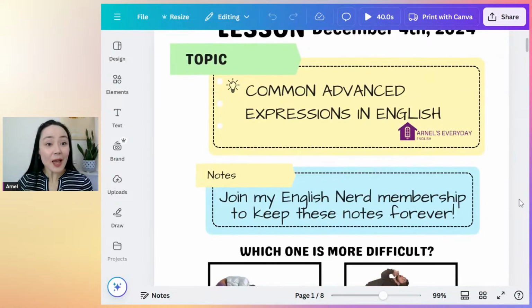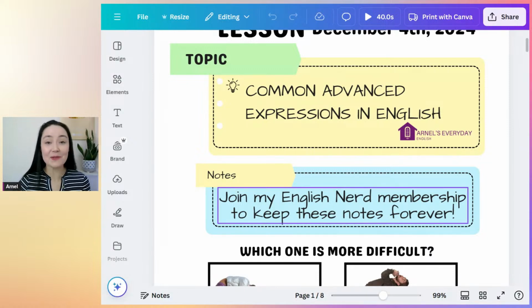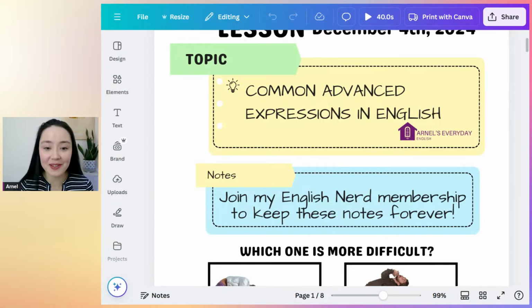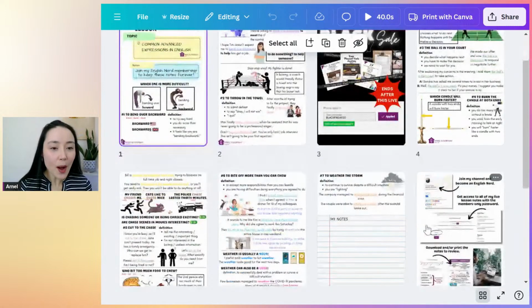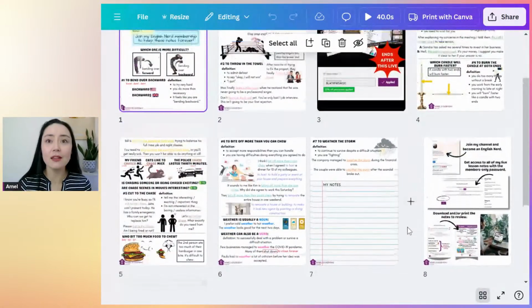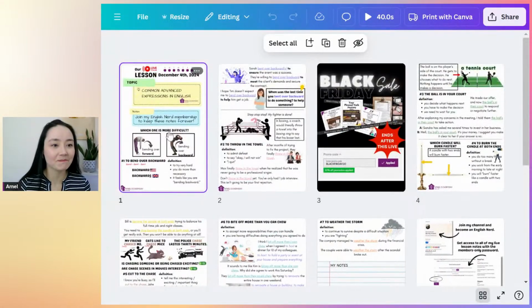Okay, today we're going to look at common advanced expressions in English. Yes, today is an advanced lesson. And if you want the notes from today's lesson, you can join my English Nerd membership to keep these notes forever. Let's take a look. I'll give you a little preview. There we go. We have quite a few pages of notes to get through today, lots of vocabulary.